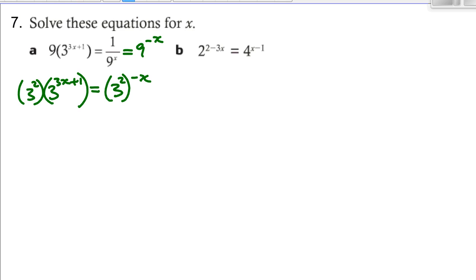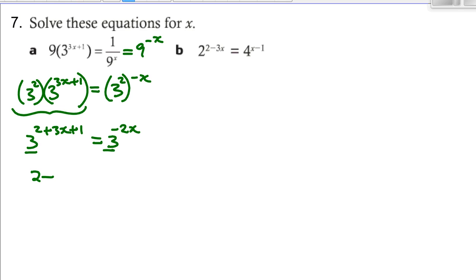So what we'll end up with is, remember here on the left hand side, I'm multiplying these, so I need to add those powers. So I'll end up with 2 plus 3x plus 1 will be equal to 3. Now if you have a power of a power, you multiply them, so negative 2x. Remember laws of indices, which means that since we have the same base, we can equate those indices.